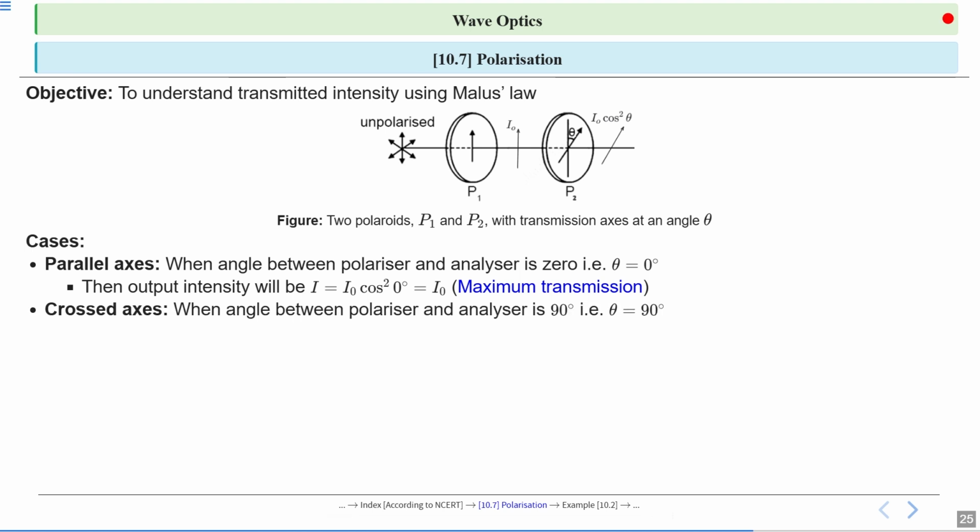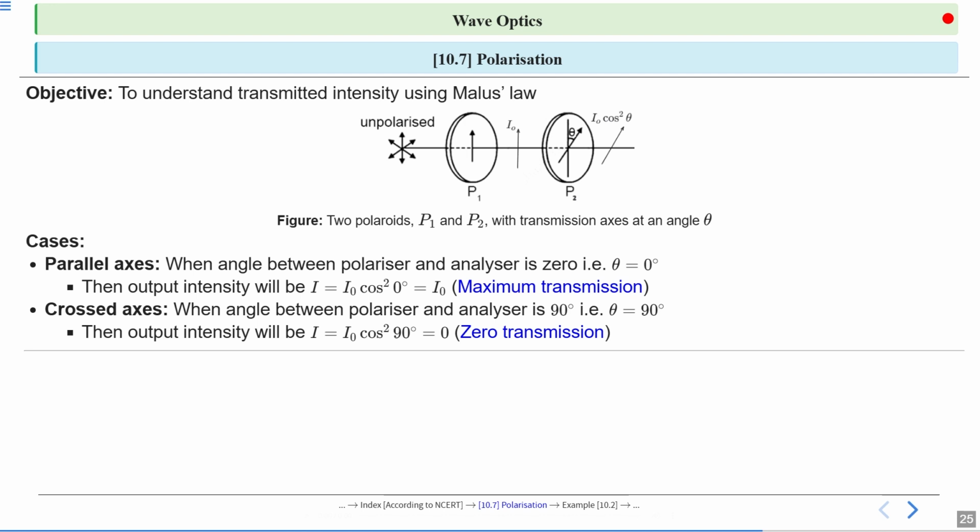Crossed axis is when the angle between the polarizer and analyzer is 90 degrees. That is the meaning of crossed axis, means theta equal to 90 degrees. So the output intensity will be I equals I naught cos square 90 degrees. Cos 90 is 0, so the transmitted intensity through the analyzer will be 0.